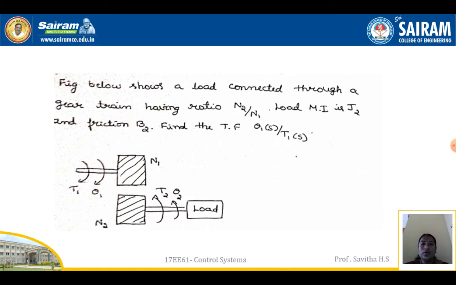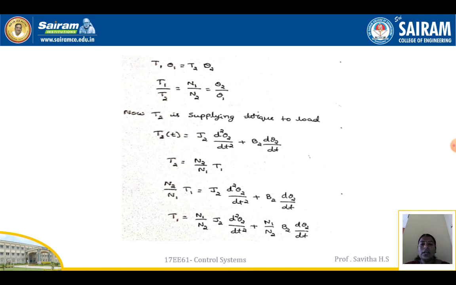Figure below shows a load connected through a gear train having a ratio N2 by N1. Load inertia is J2 and the friction B2. Find the transfer function of theta 1 of S by T1 of S. So T1 theta 1 is equal to T2 theta 2, T1 by T2 is equal to N1 by N2 is equal to theta 2 by theta 1. Now T2 is supplying torque of load, T2 of t is equal to J2 d square theta 2 by dt square plus B2 d theta 2 by dt. T2 is equal to N2 by N1 into T1.